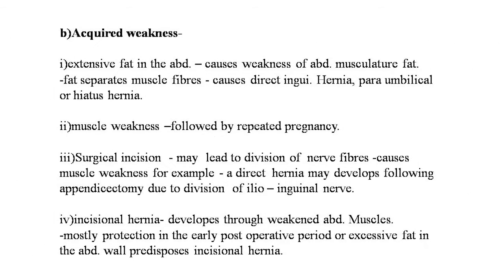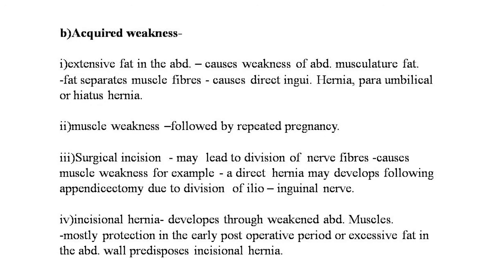Now the second, the acquired weakness. Excessive fat in the abdomen causes weakness of the abdominal musculature. Fat separates muscle fibers, causes direct inguinal hernia, paraumbilical hernia and hiatus hernia. Next point is muscle weakness following repeated pregnancies due to relaxation of the abdominal muscles. Surgical incision may lead to division of the nerve fibers, causing muscle weakness. For example, a direct hernia may develop following appendicectomy due to division of the ilioinguinal nerve.